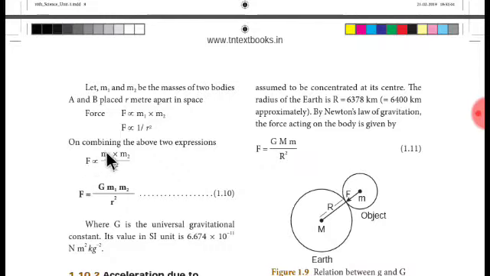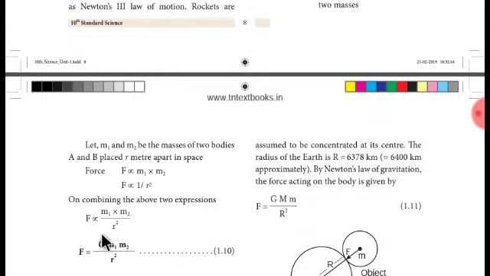Force is directly proportional to the product of masses, and it is inversely proportional to the square of the distance between them. R is the distance between them, and here the square is written. If you can't see it clearly, refer to your textbooks. I'm sorry. That's all, that's the whole law.